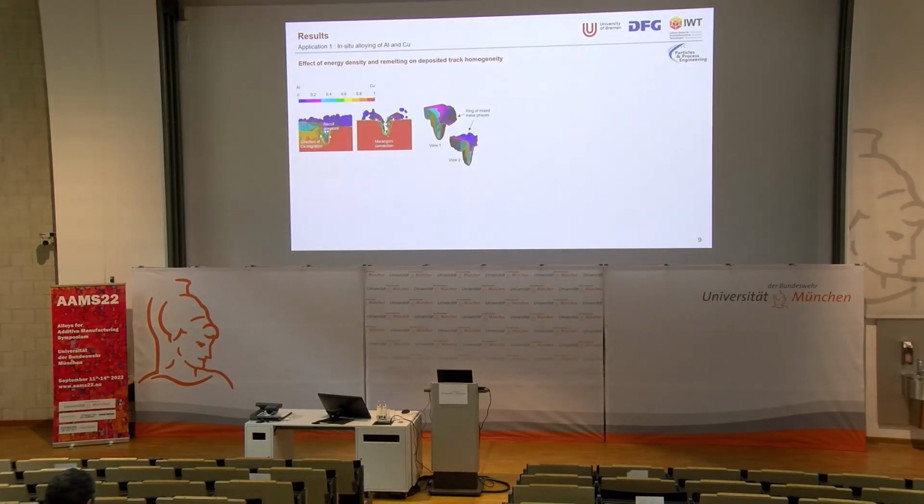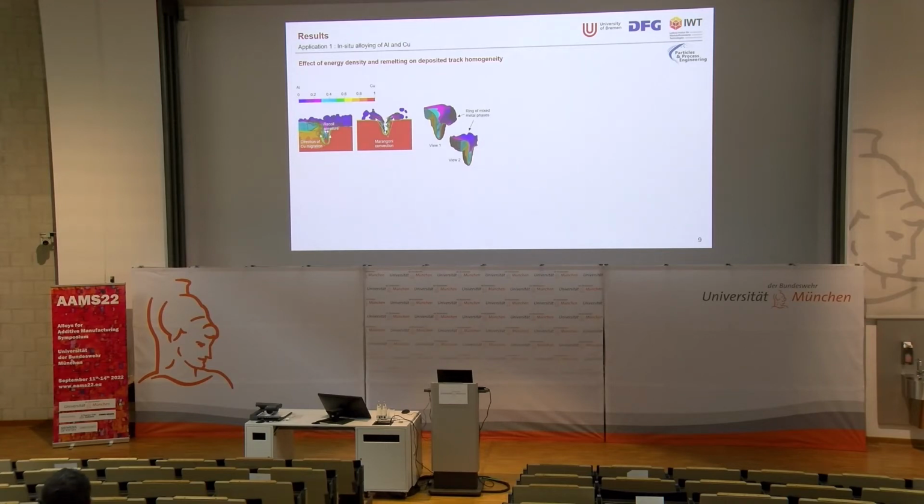So this is the first study that we have performed with our model. We are looking at the effect of energy density on the track homogeneity. To perform this simulation, we used aluminum powder over copper and melted them at different energy densities by varying the scanning speed. Here you are seeing when the laser interacts with the material.